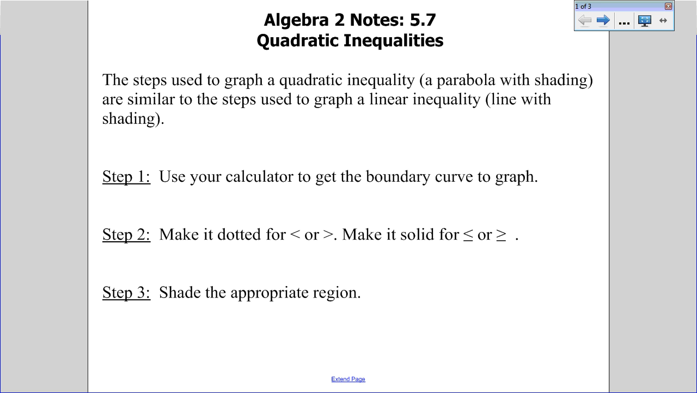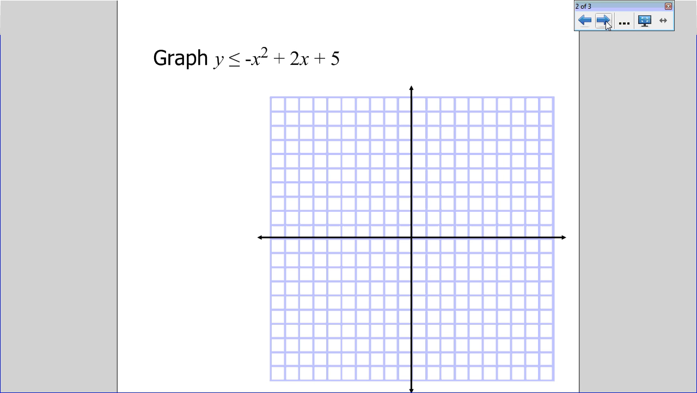And I think we were doing some exam review. I talked to you guys about how we can use our calculators to do some shading. So let's take a look at the first problem that we have here.